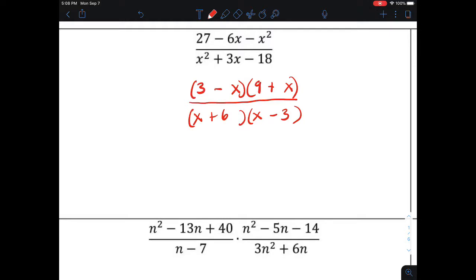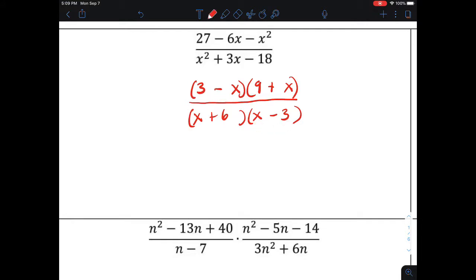And so the problem factors to this. 3 minus x times 9 plus x over x plus 6 times x minus 3. Now, a common mistake is some people will try to cancel out these two factors with the 3 and the x in it, when in fact they're not identical factors. See, this is 3 minus x, that's x minus 3.